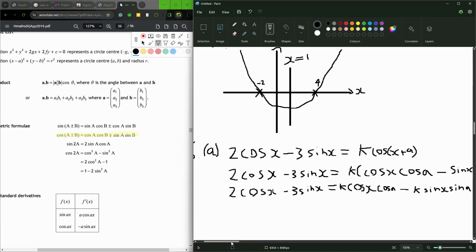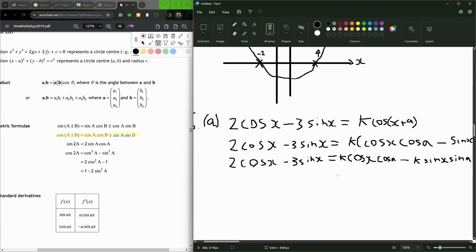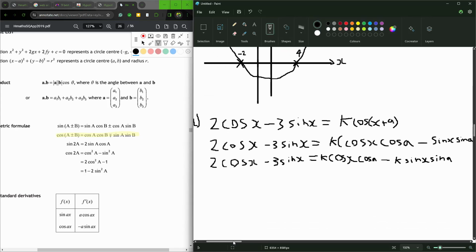Fantastic. So, what do you notice about this? Well, I noticed that K cos A has got to equal 2, right? If these two equal each other, the thing that multiplies cos X is 2. So that means K cos A must equal 2.